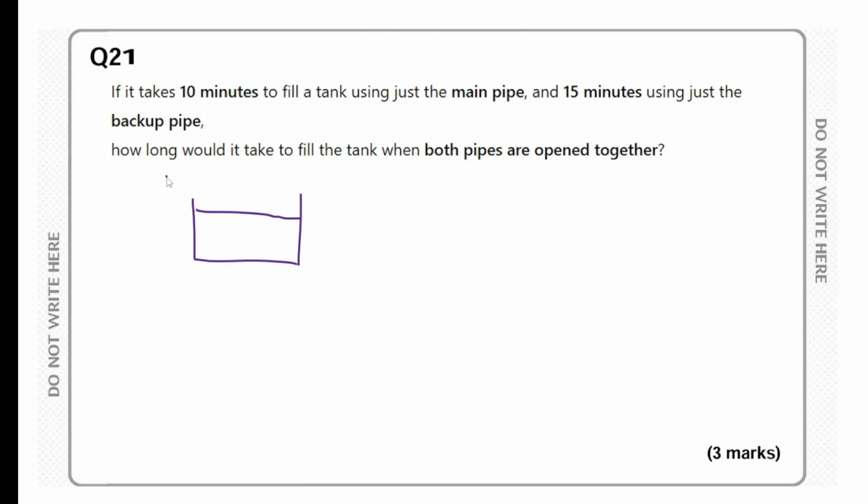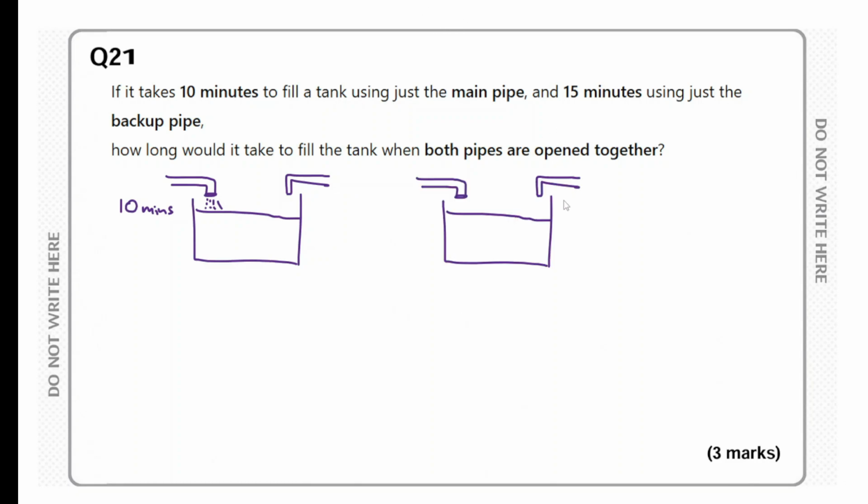If you use the main pipe, you can fill this in 10 minutes. Just the main pipe. But there's also a backup pipe. And if you use just the backup pipe, it takes 15 minutes. The question is, what if you use both at the same time? So what's the time taken for this one?